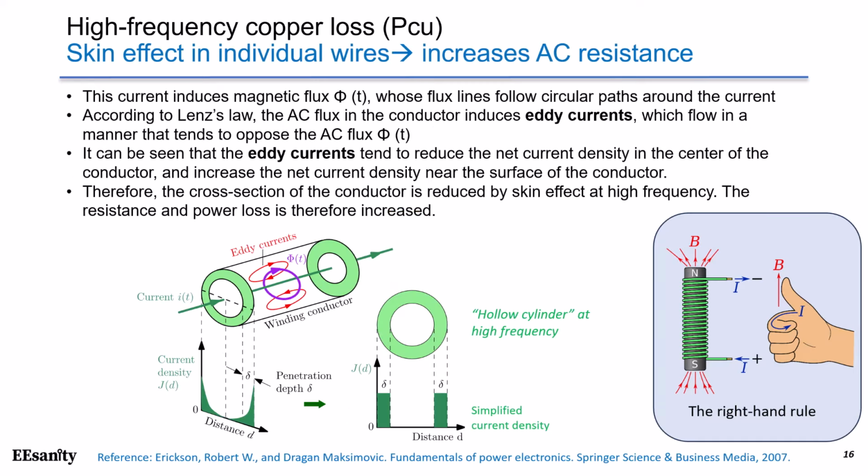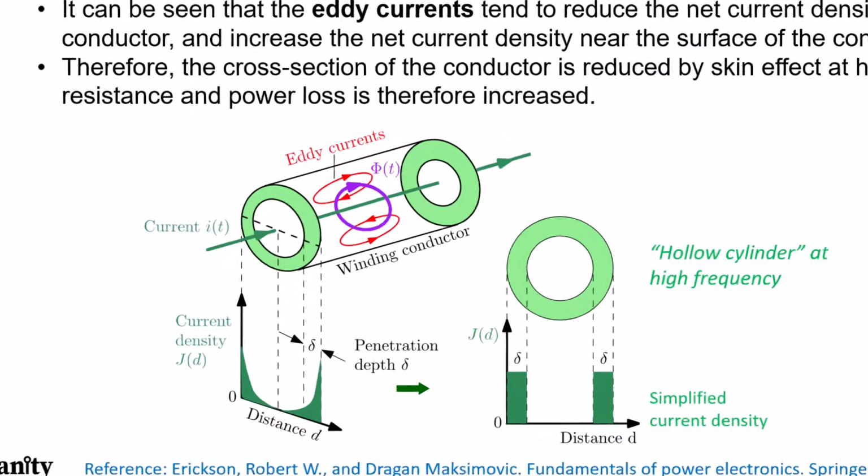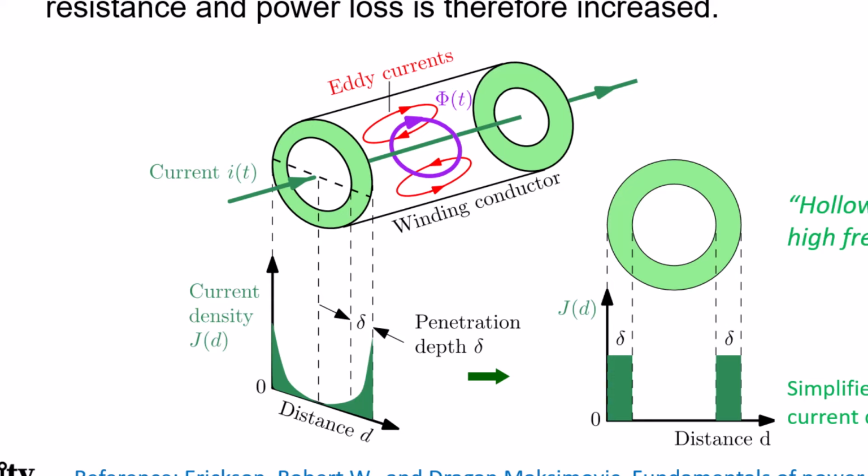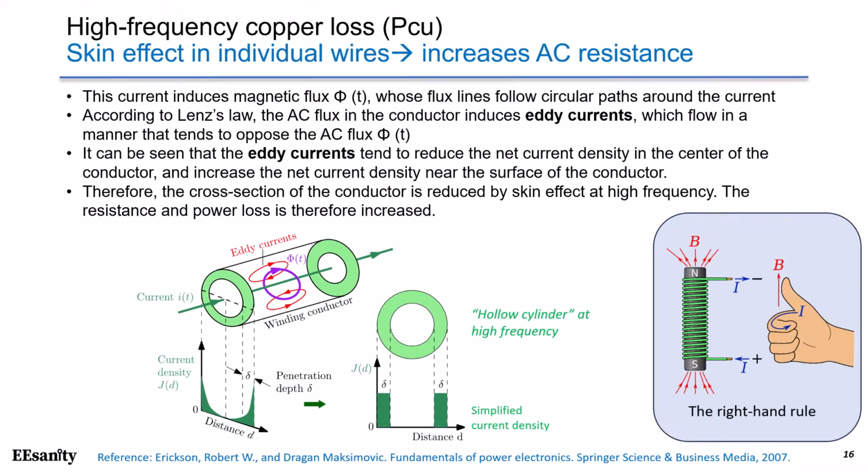Skin effect in wires reduces the effective cross-sectional area of the conductor. This leads to increased resistance in the conductor at high frequency, which is also known as AC resistance. Therefore, skin effect will lead to extra power loss in the winding. The illustration explains the cause of skin effect. A current I flowing through the conductor introduces a magnetic field H with a magnetic flux density phi. The direction of magnetic flux can be found by the right-hand rule, shown on the right-hand side.